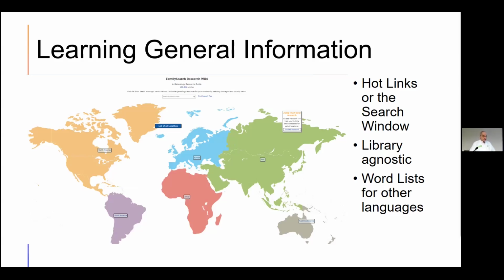Because it's called a wiki, anybody can put an article in. So if you know something nobody else knows, you can put an article in. You can sign up to do that, and you can put your article. I have an article in the FamilySearch Wiki, by the way. So anybody can do it.